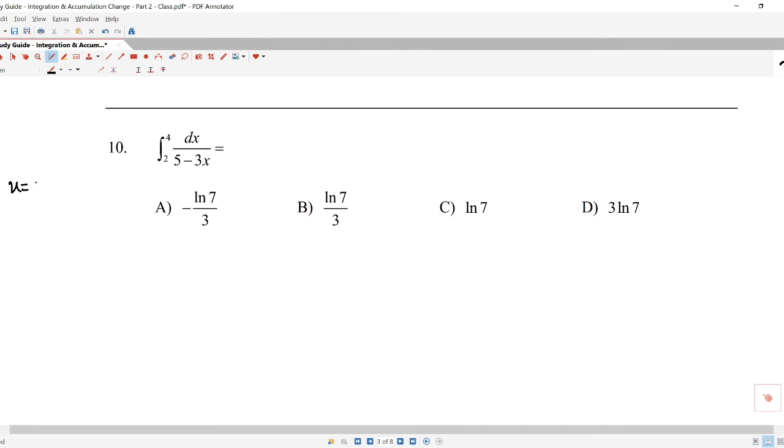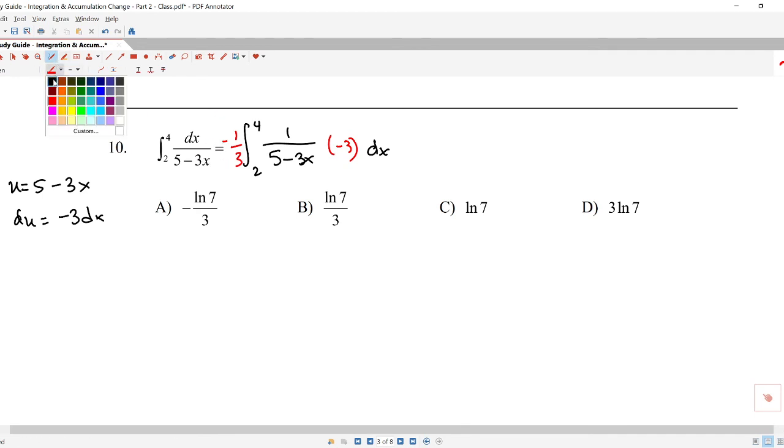Number 10, u is going to be the bottom, 5 minus 3x, du is going to be negative 3 dx. So one of the first things I would do here, just to kind of keep things in order, I generally would pull that dx off the top and leave that as 1 over 5 minus 3x. And then I would put my negative 3 in, countering that with a negative 1/3. My bounds are 4 on the upper one and 2 on the bottom one.